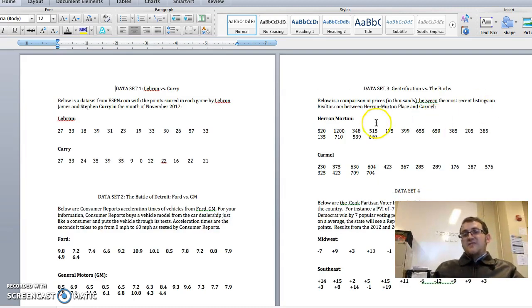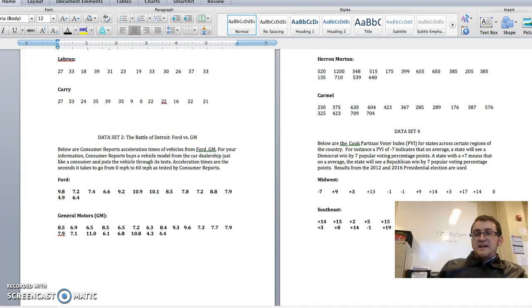I also found the 15 most recent real estate listings in Morton Place and Carmel on Realtor.com, and these are prices in thousands. And then data set 4 is a really fascinating data set.